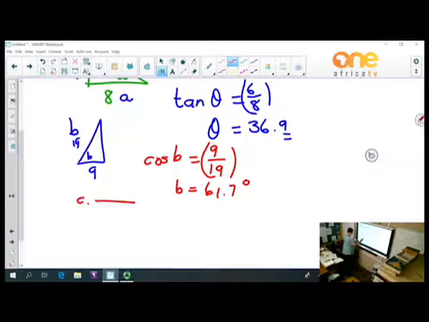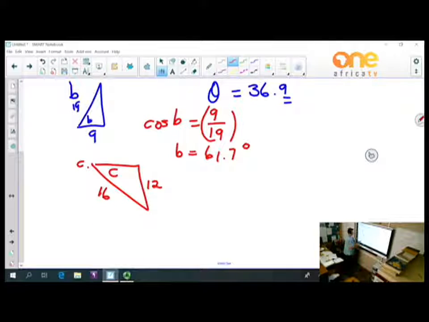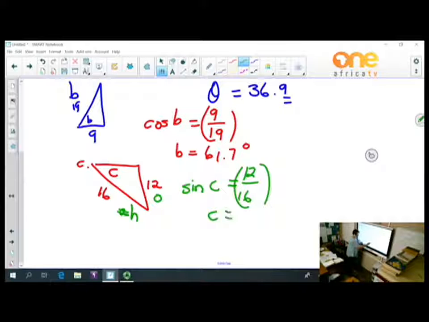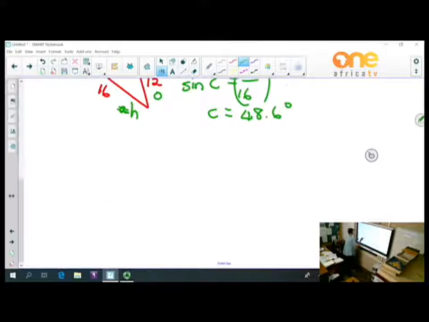Number C looks like this, 12, 16, C. Which function are you going to use now? We can look here, this is the opposite and the hypotenuse. So that is the sine function. So sine C is 12 over 16. To find the angle, we press shift, sine, brackets, 12 divided by 16, close the bracket, is equal to 48.6 degrees. Question D. It looks like this.